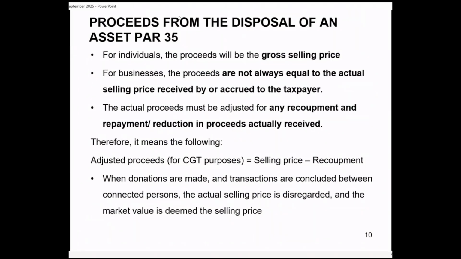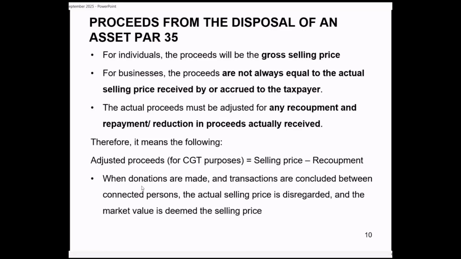So let's go to the proceeds from disposal of an asset in terms of paragraph 35. For an individual, the proceeds will be the gross selling price. I just did that with the example. For a business, the proceeds are not always equal to the actual selling price received or accrued by the taxpayer. The actual proceeds must be adjusted for any recoupment. Remember that the actual proceeds must always be adjusted for any recoupment and repayment reduction in the proceeds actually received.